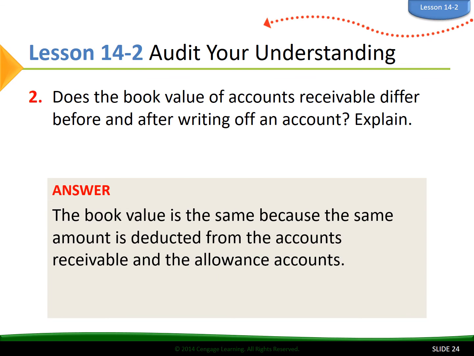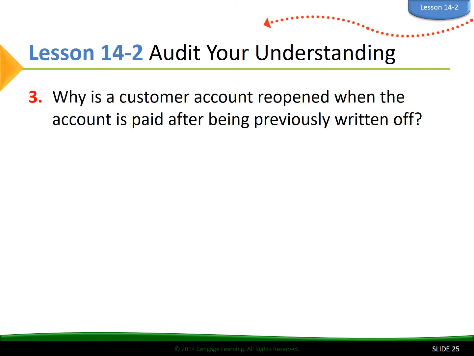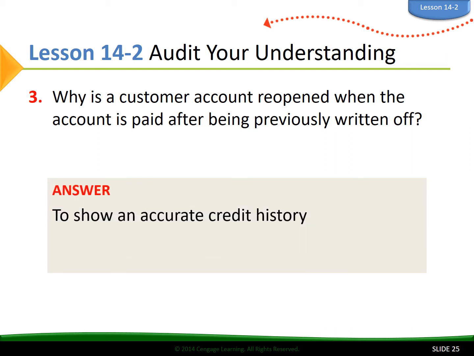Does the book value of accounts receivable differ before and after writing off an account? Explain. The book value is the same because the same amount is deducted from the accounts receivable and the allowance accounts. And last review question. Why is a customer account reopened when the account is paid after being previously written off? And this is to show an accurate credit history.